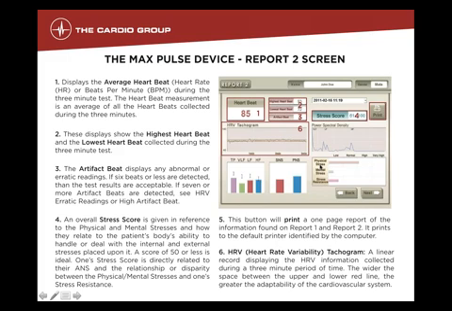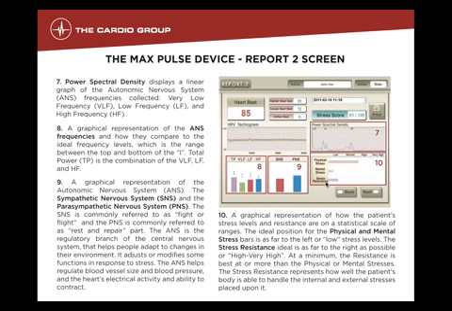Physical stress has an inverse relationship with stress resistance. We obviously want low physical stress and very high stress resistance. Now, we're going to arrive at the autonomic nervous system. We see here it's fairly balanced. We're arriving at this by way of the frequency domains.